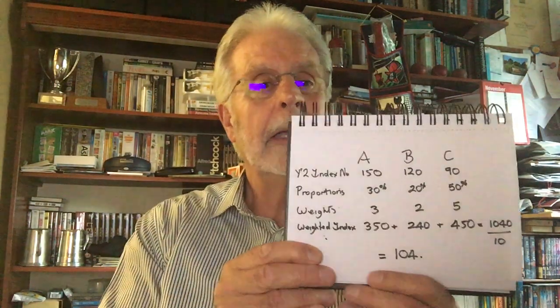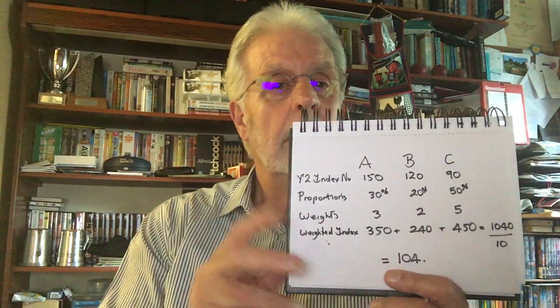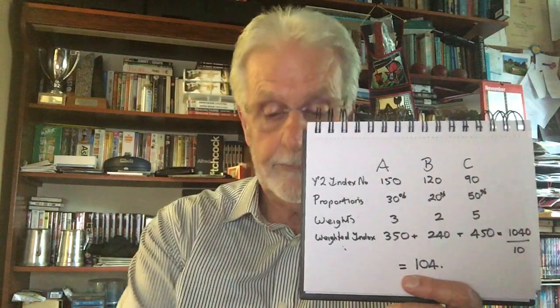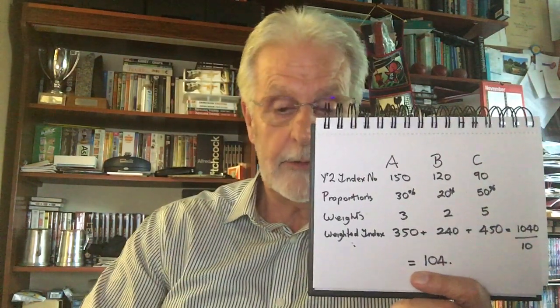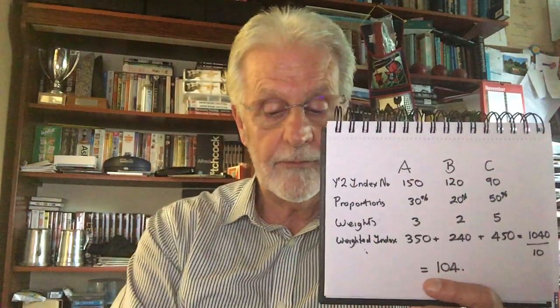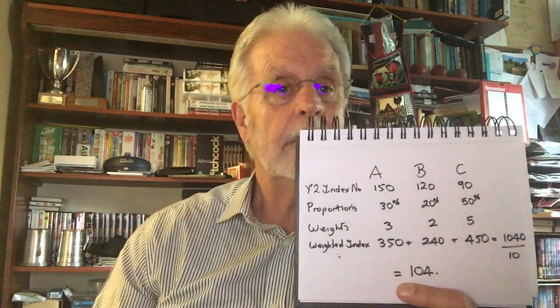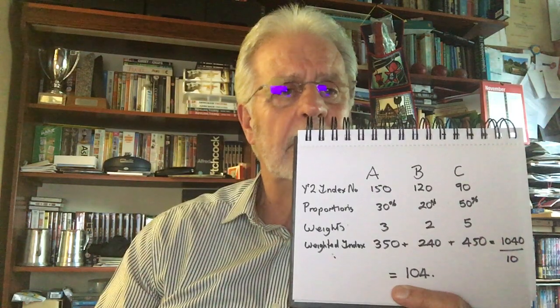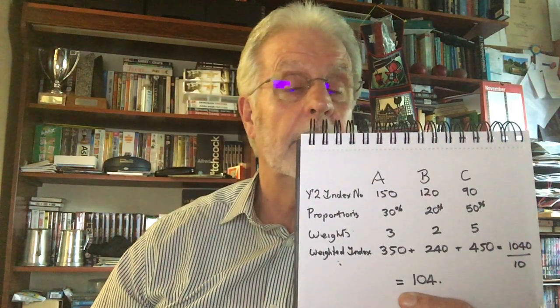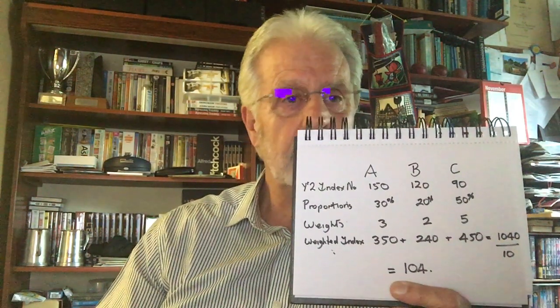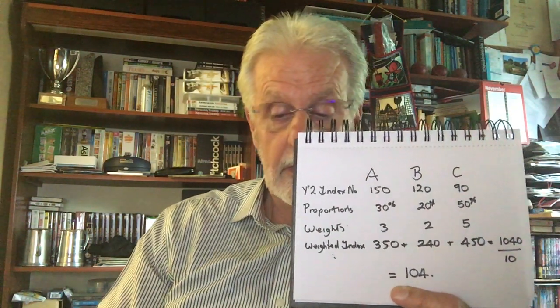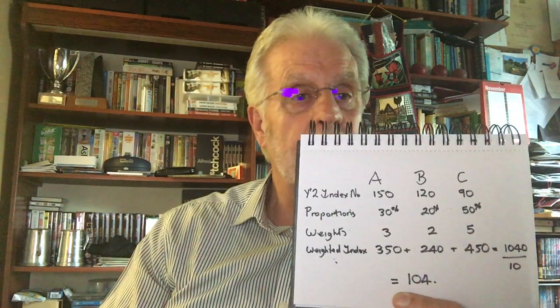Now let me just illustrate that for you again here, because we've got our three index numbers. We've got the number 120, we've got 90, we've got 150. So A is 150, B is 120, C is 90. Now suppose these were products you were buying, suppose 30% of your income was spent on A, 20% of your income was spent on B, and 50% of your income was spent on C.